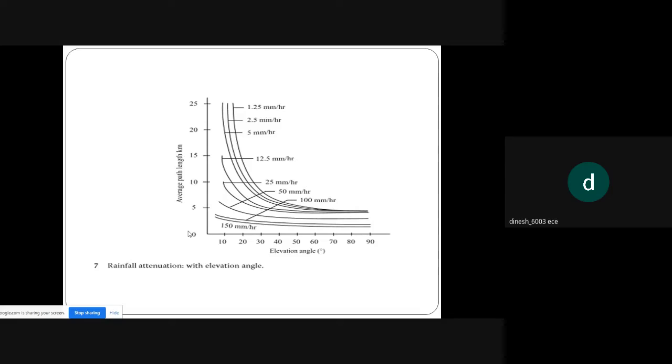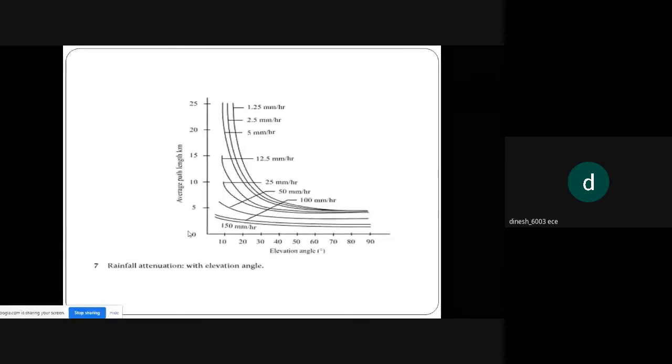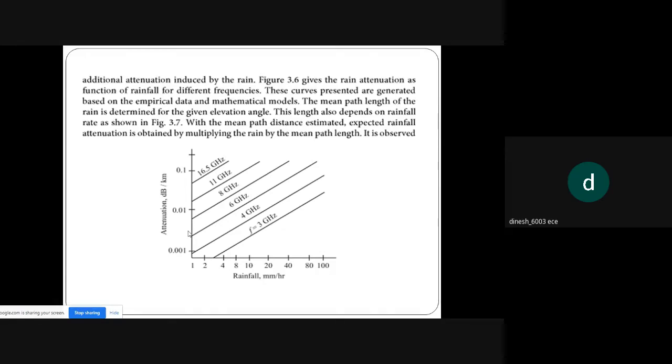If the path length tends to decrease, then obviously what will happen? The communication link will get destroyed or the propagation effects will increase. So these are the two graphs.